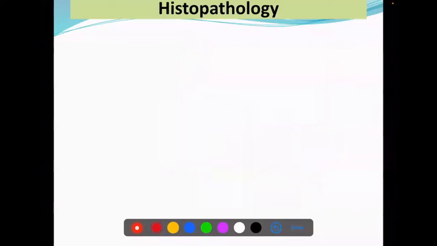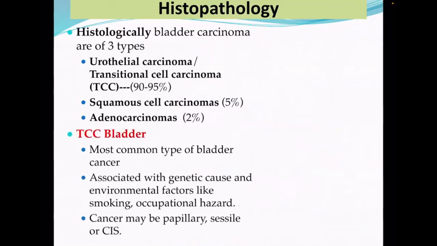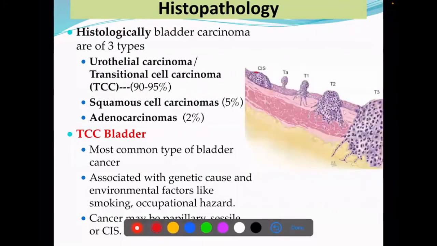So let me show you the picture. There are three types: transitional cell carcinoma, squamous cell carcinoma, and adenocarcinoma. TCC is the most common variety, and these are usually associated with genetic factors, smoking, and occupational hazard. I've already shown you that sometimes the tumor becomes very flat, known as carcinoma in situ. Sometimes you will find a tumor with some elevations, known as the papillary variety.